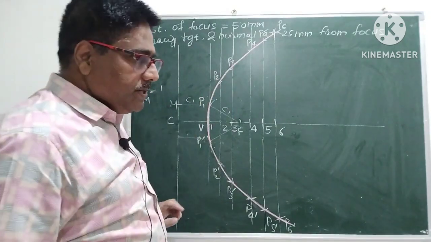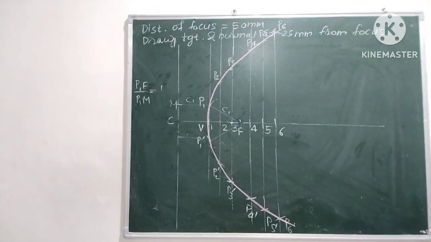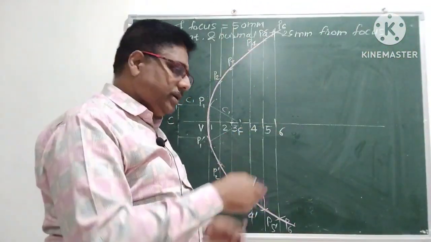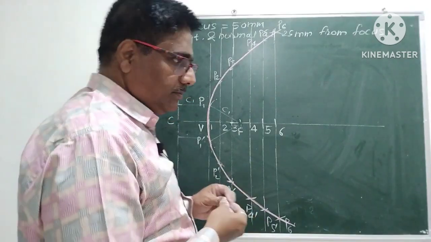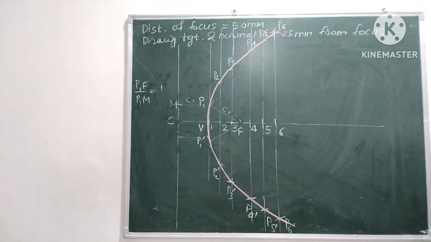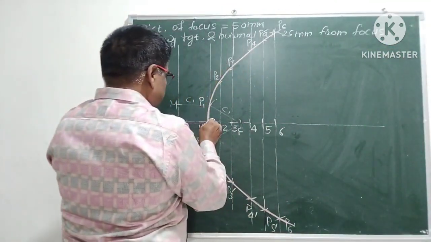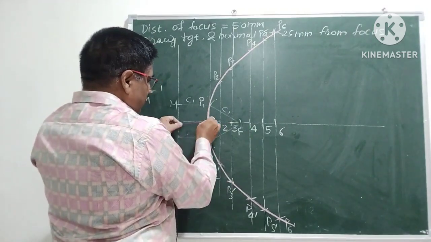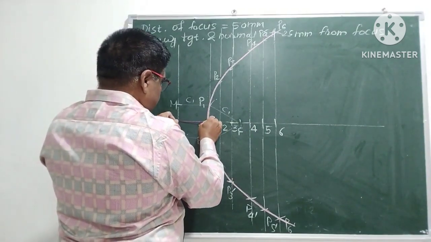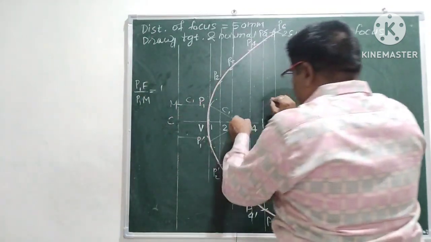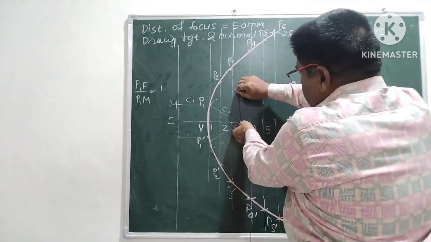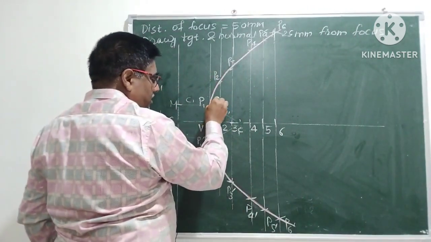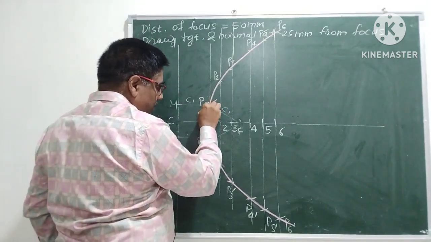Now the next part of the problem is left. What is that? Draw tangent and normal to the curve at 25 millimeters from focus. Let us take 25. Here we have that distance, because the distance of focus from directrix is 50, therefore the midpoint of that, which is the vertex, is at 25. We have to draw tangent and normal at this point.